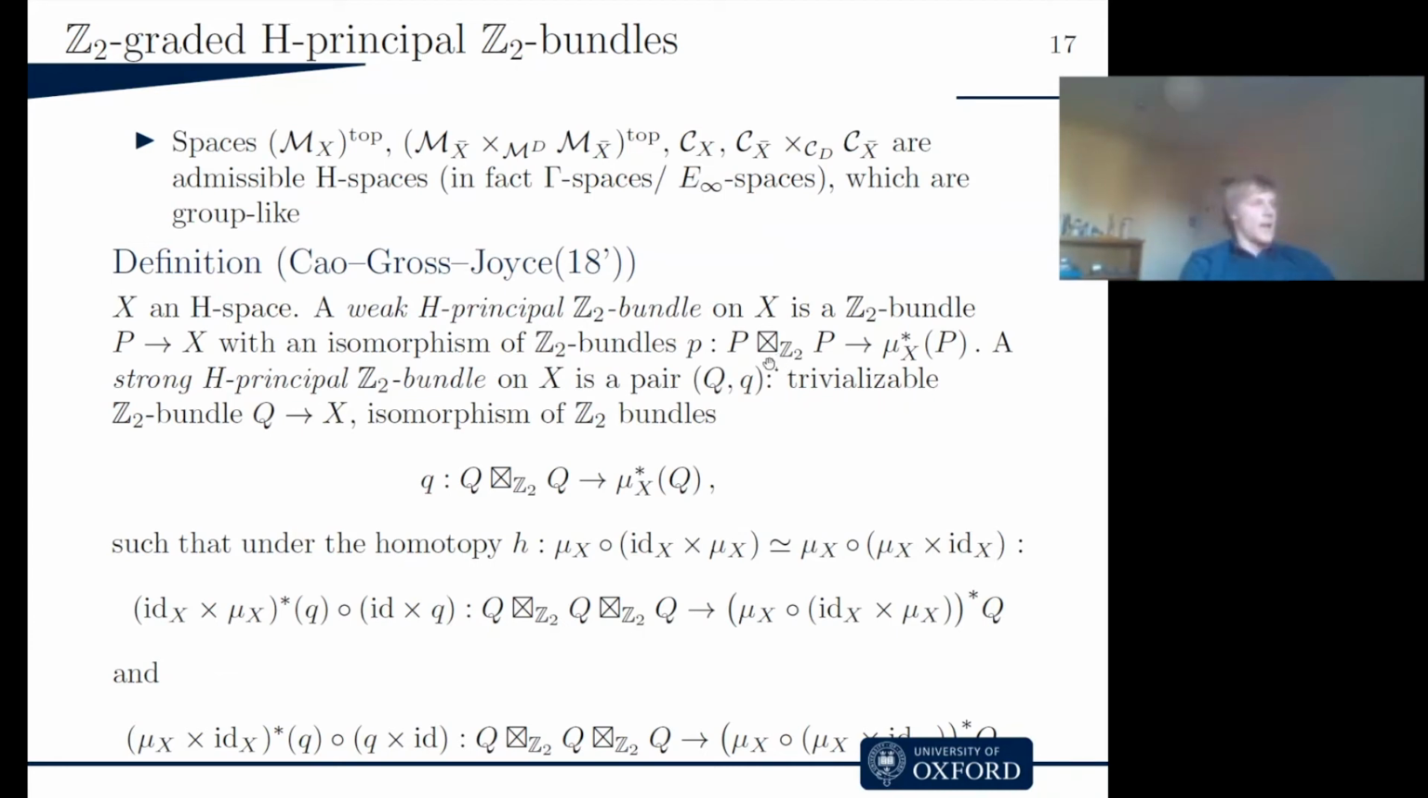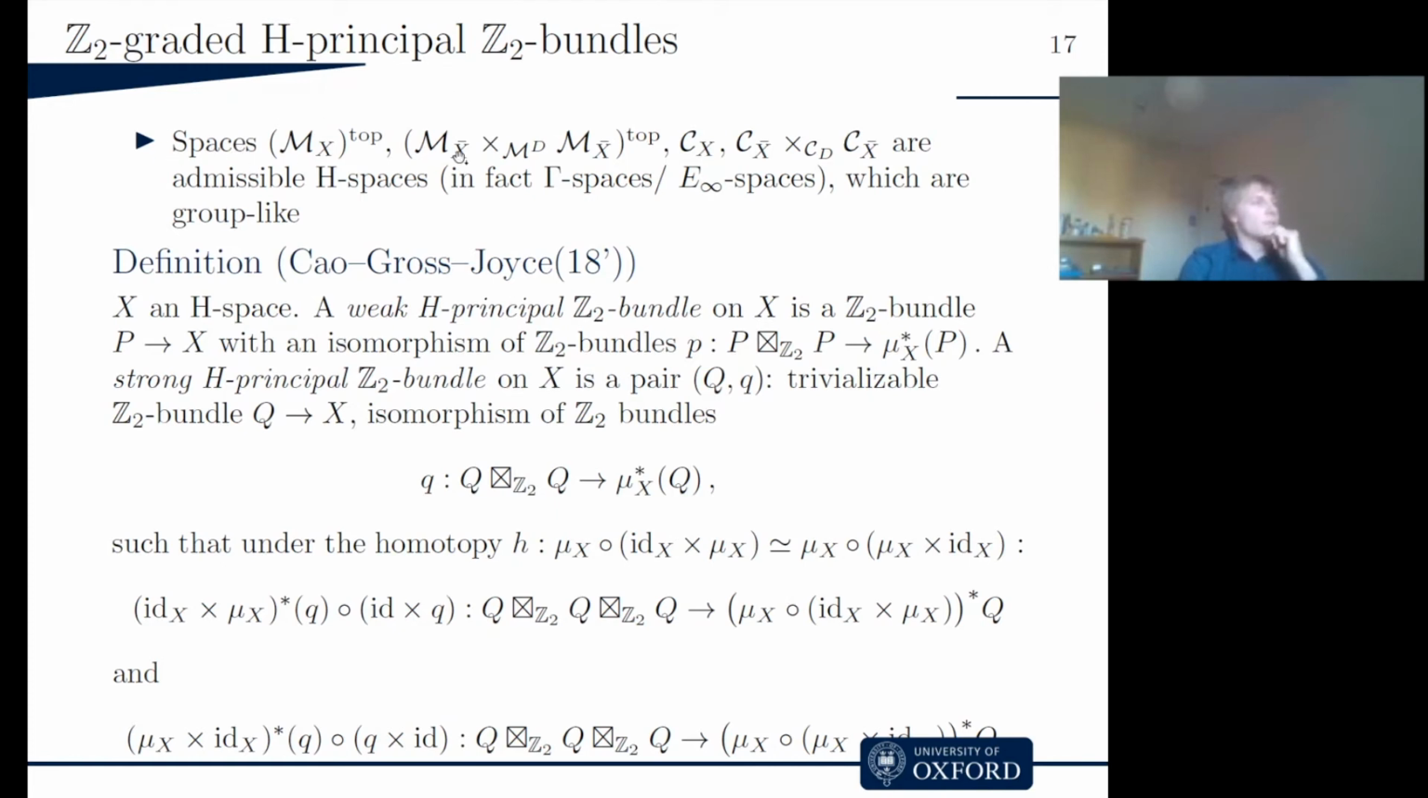So I told you that we get orientability and we express it in terms of differential geometric orientation, but I haven't explained what this differential geometric orientation is. So before I do that, and as a preparation for it, I will talk a bit about this notion of Z2 graded H-principal Z2 bundles, which is quite a mouthful.